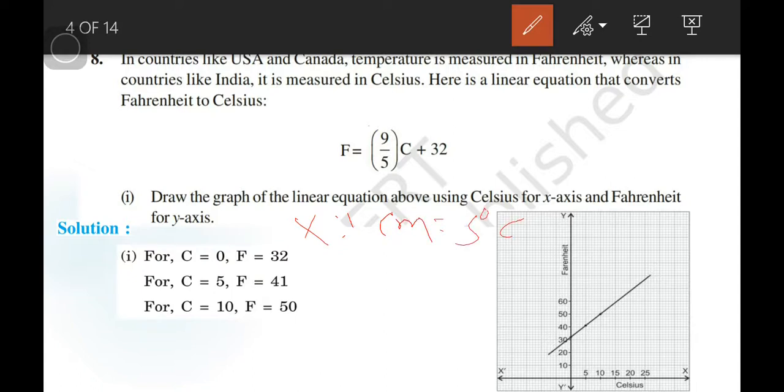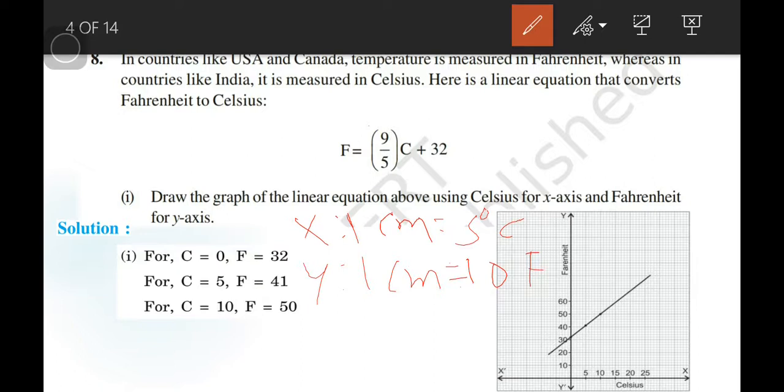What do we take? 1 centimeter on the x-axis is equal to 5 degrees Celsius. Here you can see 5, 10, 15, 20, 25 on the x-axis. On the y-axis we have taken 1 centimeter is equal to 10 Fahrenheit, so the marks are 10, 20, 30, 40, 50 and 60.